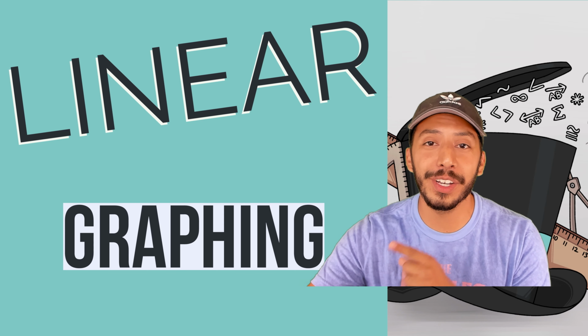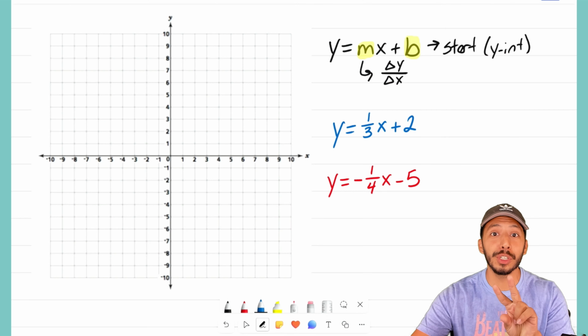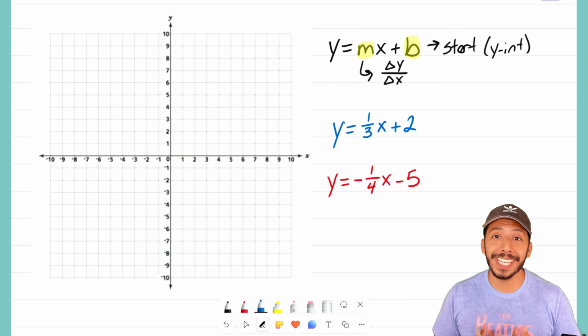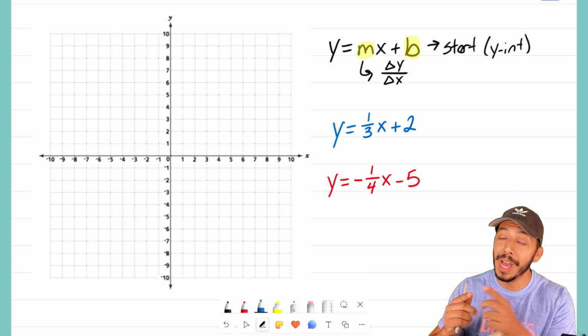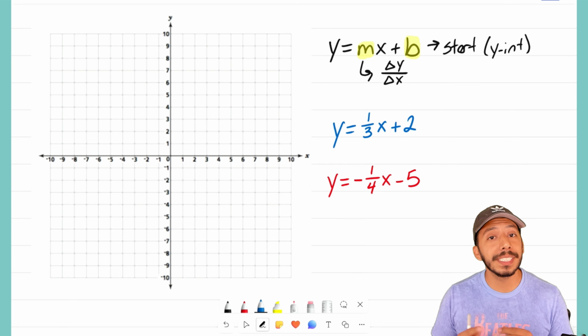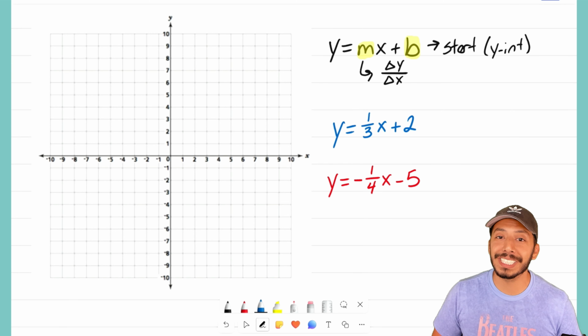On this video, we're looking at linear equations, and we want to see, can we graph them? I have two different equations that we're looking at. We have the one in blue, y equals 1/3 x plus 2, and then the one in red, y equals negative 1/4 x minus 5.